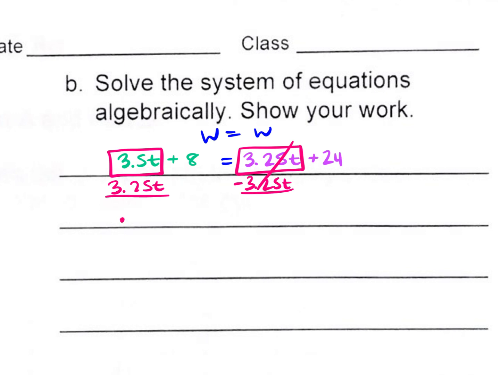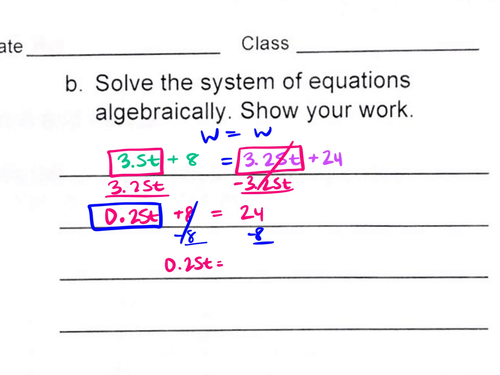And we get 0.25t plus 8 equal 24. Now we just need to solve this equation for t. So I'm going to subtract 8 from both sides. We get 0.25t is equal to 16. And then when I divide both sides by 0.25, I get that t is equal to 64.